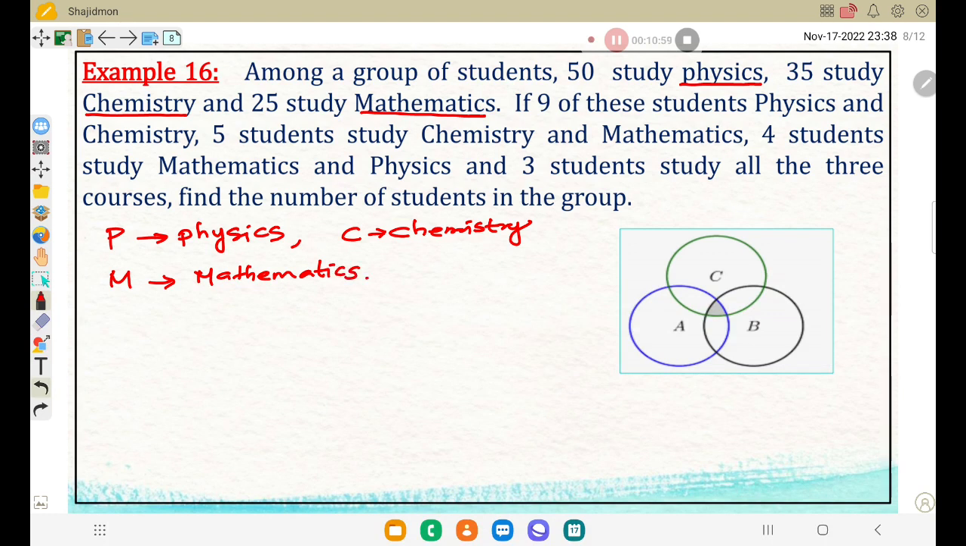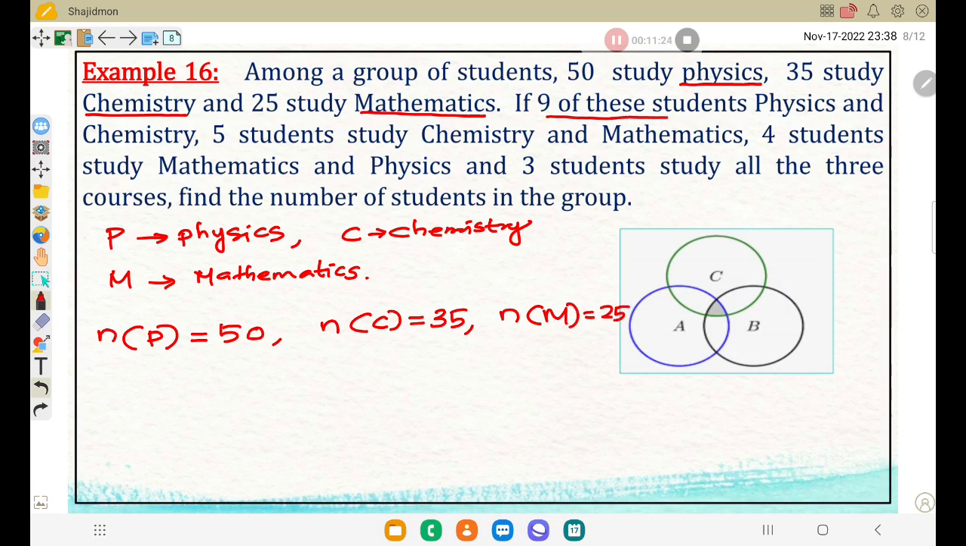Now we can read. 50 students are in physics. Number of P, physics students, equal to 50. 35 students in chemistry. Number of chemistry students equal to 35. 25 students in mathematics. Number of mathematics students equal to 25. Correct? Now 9 students study physics and chemistry. Physics and chemistry means intersection. Physics intersection chemistry is 9. So number of P intersection C equal to 9.